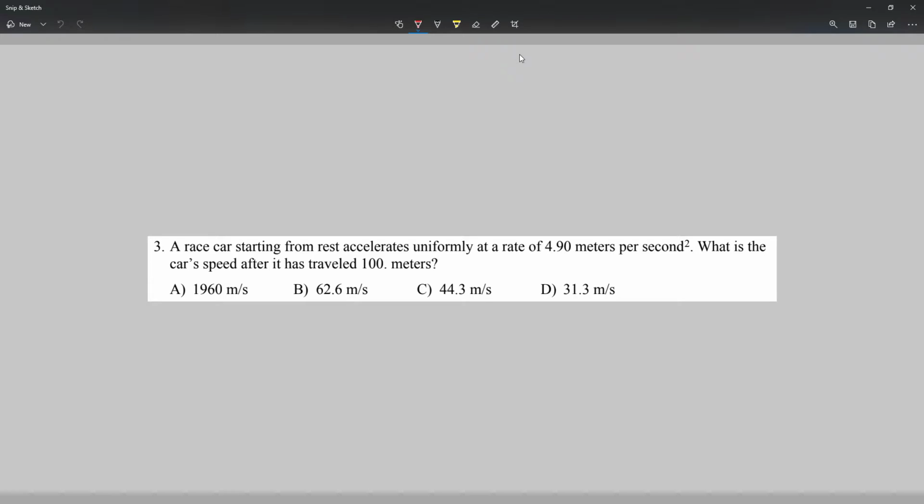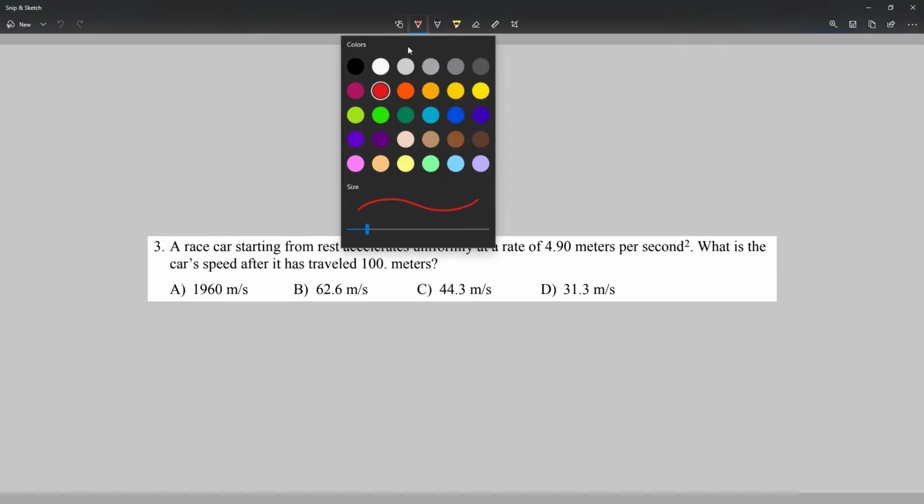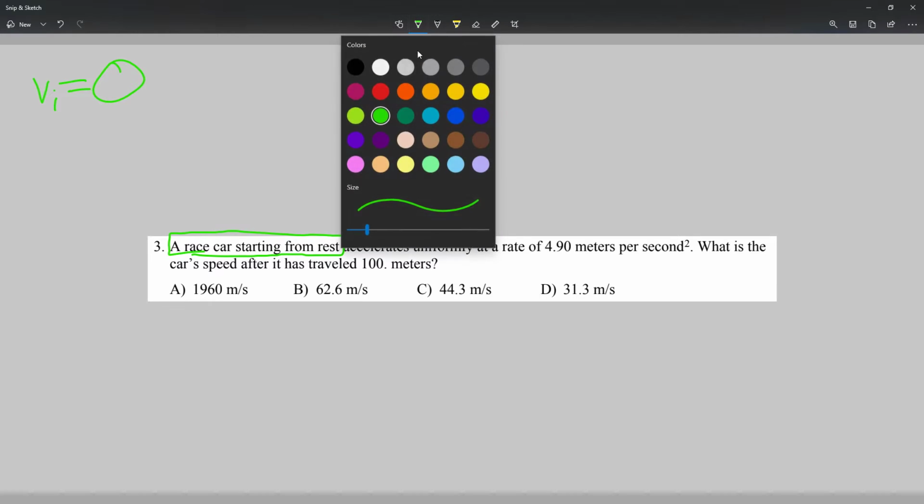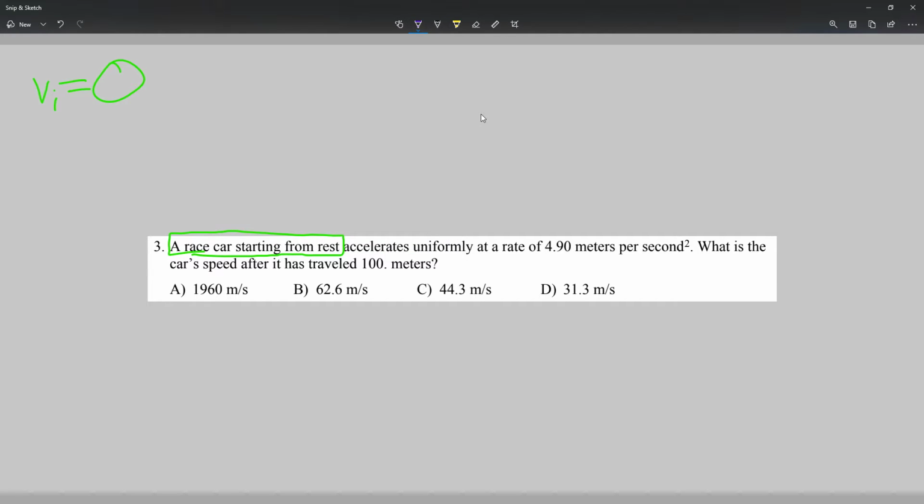So number 3. A race car starting from rest. And again, you see this phrasing: starting from rest, so you know that your initial velocity is 0. And now we continue reading the problem. It accelerates uniformly at a rate of this.